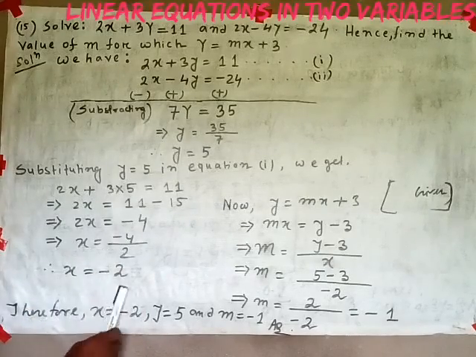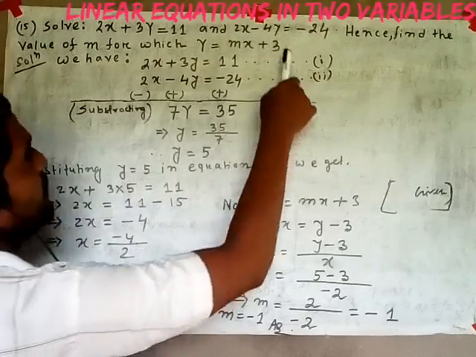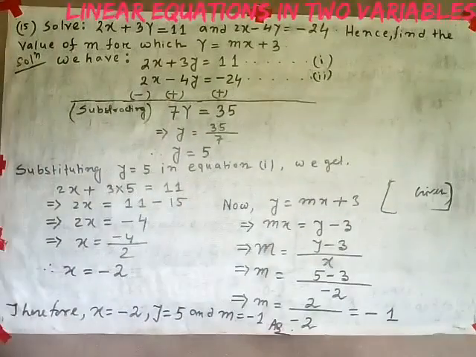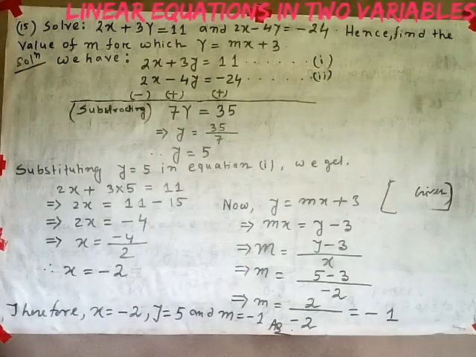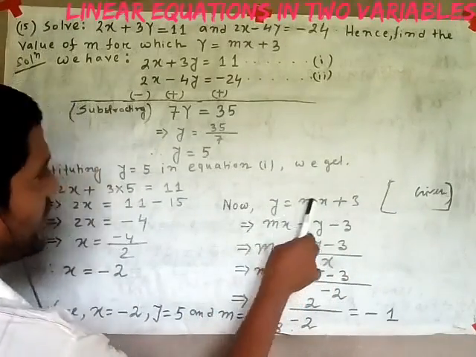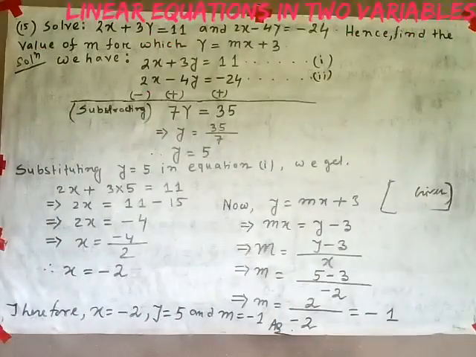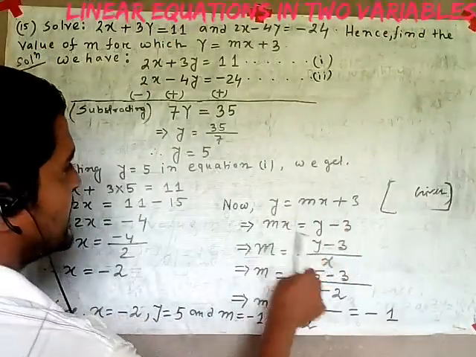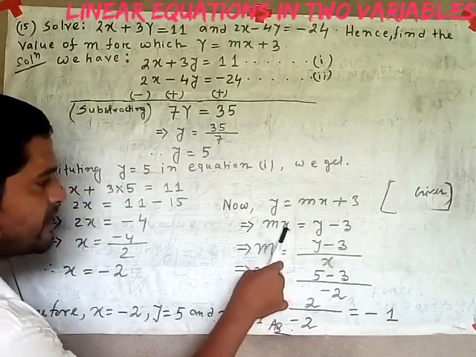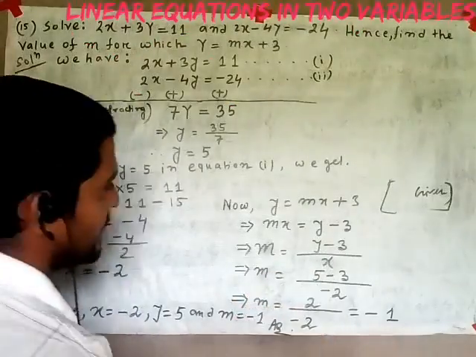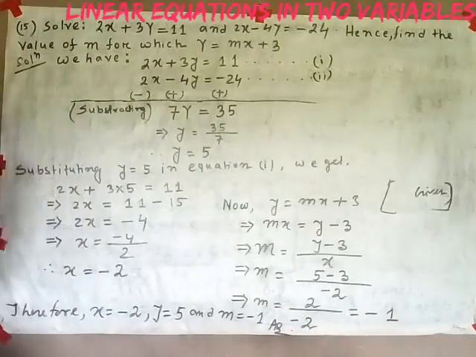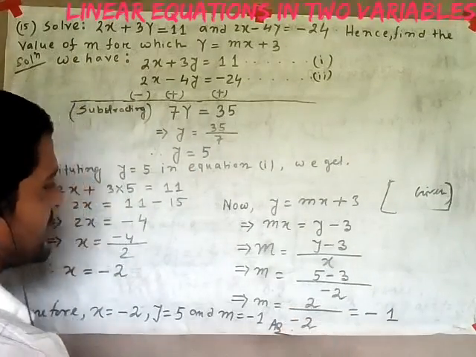So when we got x value is minus 2 and y value is 5, then we have to see the last part of the question. We have to find m for the expression y equal to mx plus 3. So we keep mx constant, then plus 3 changing the side becomes minus 3. Then we find the m value, so x will come down: y minus 3 divided by x. Then m equal to, putting y value 5 and x value minus 2, 5 minus 3, it is 2.